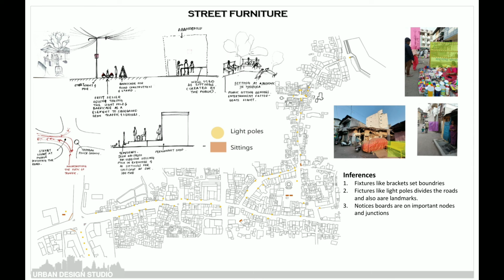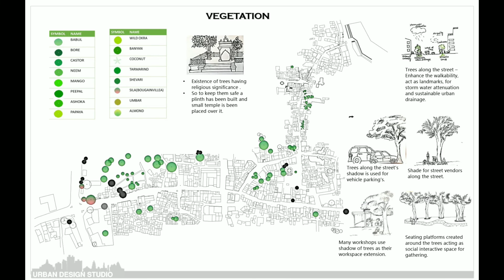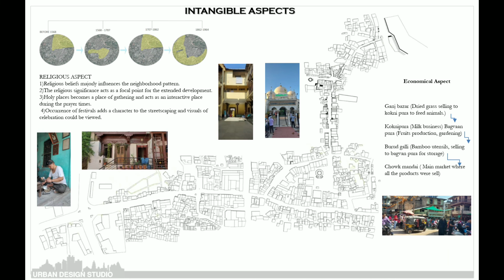Street fixtures and furniture. Street fixtures like light poles, benches, and hoardings provide facilities and increase the liveliness of the place. These are the amenities provided to them. Vegetation. Some trees having religious significance act as landmarks and also give an identity to the place. Huge trees create shaded spaces for multiple activities. Intangible. The religious significance and beliefs of this place lead to neighborhood formation and evolution, giving the place an identity and acting as a landmark.